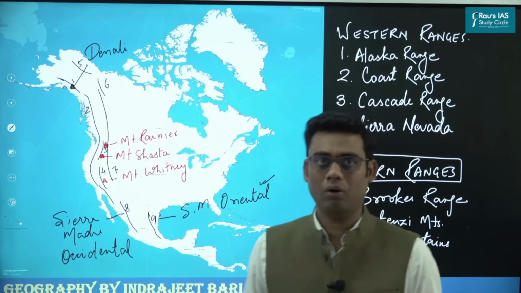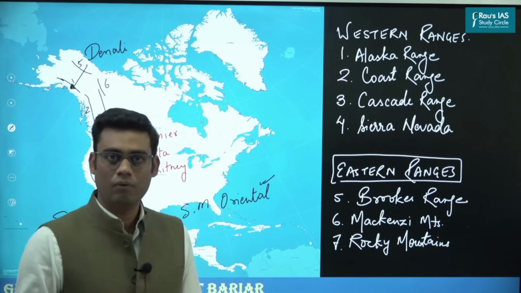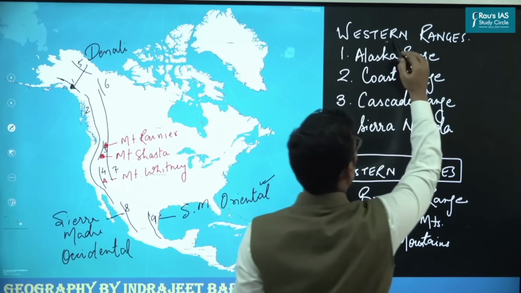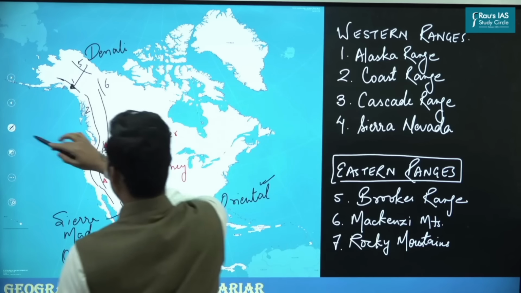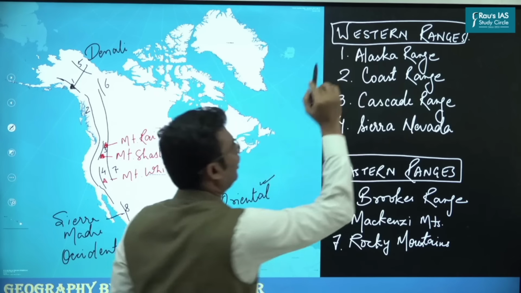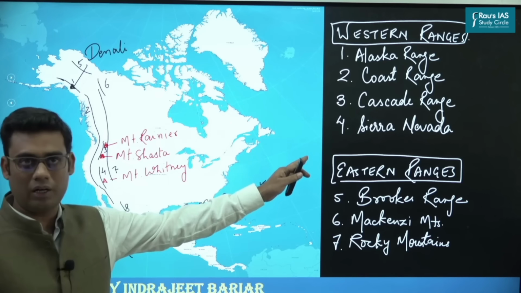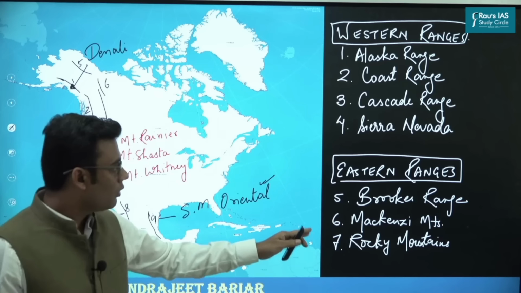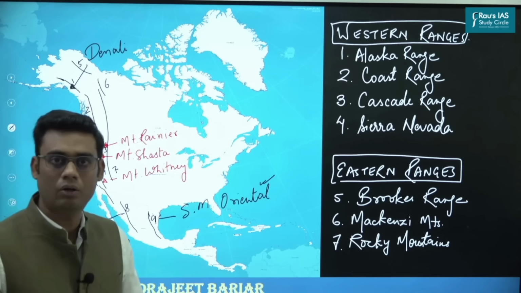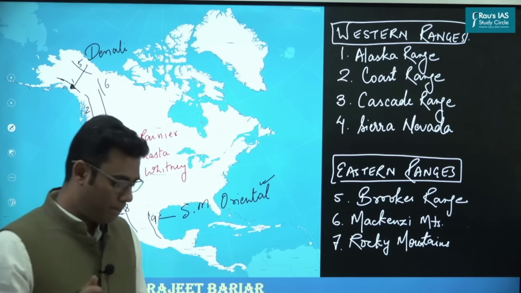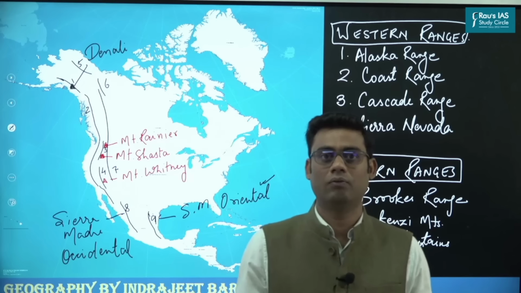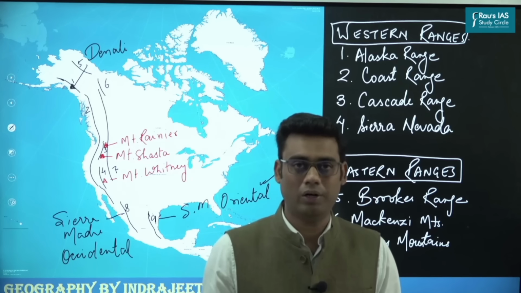So this is what covers the whole of the Western Cordilleras. The Western Cordilleras are divided into the Western ranges, with Alaska Range, Coast Range, Cascade Range, and Sierra Nevada, and the Eastern ranges, which are your Brooks Range, Mackenzie Mountains, and Rocky Mountains. That is the 4th physiographic division of North America, the Western Cordilleras.